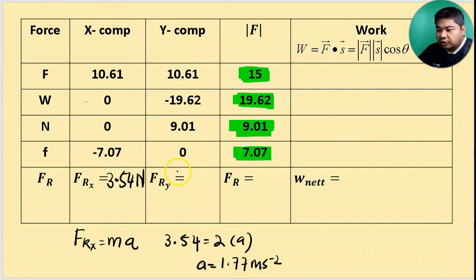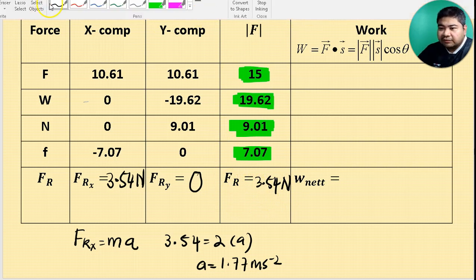In the y component, because we do not have any acceleration in the y-axis, the resultant force in the y-axis is 0. So the y component of the resultant force is 0. So Fr is just the square root of 3.54 squared plus 0 squared. You are going to end up with the same value, 3.54 Newton. That is our net force.